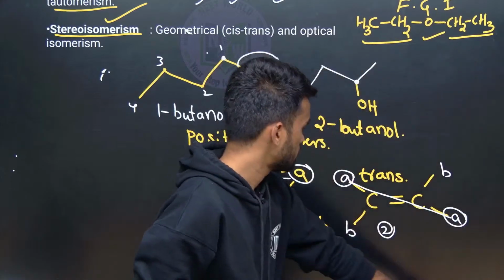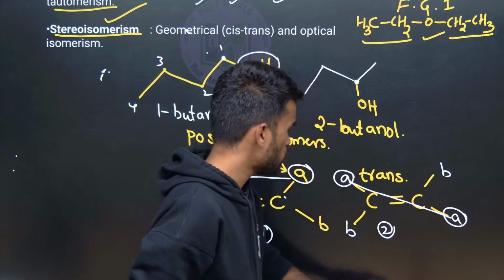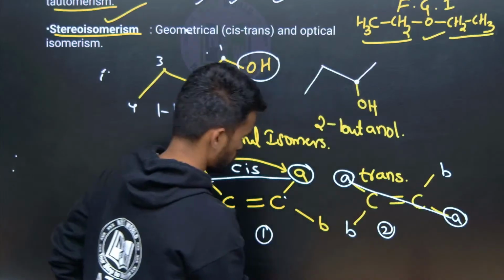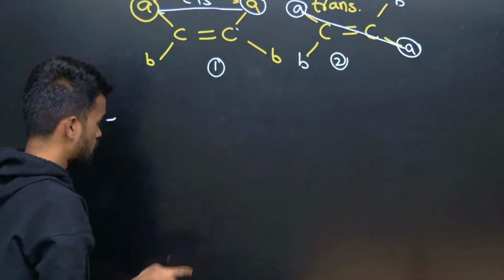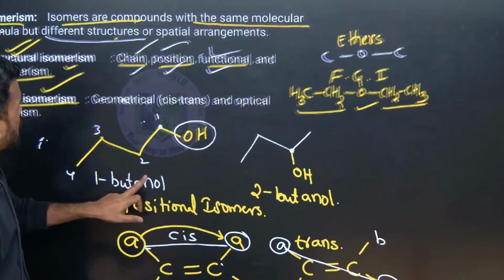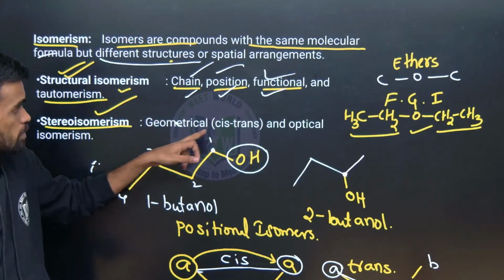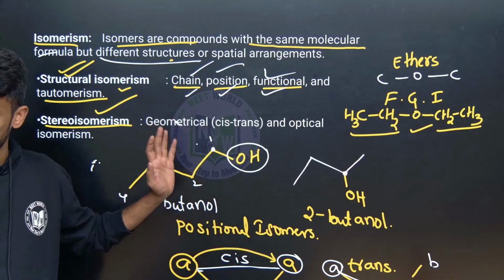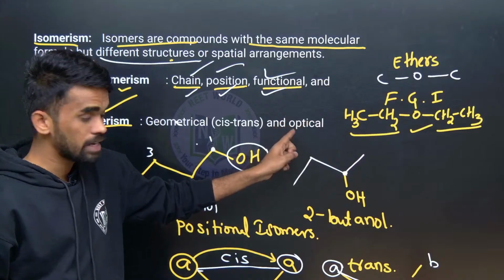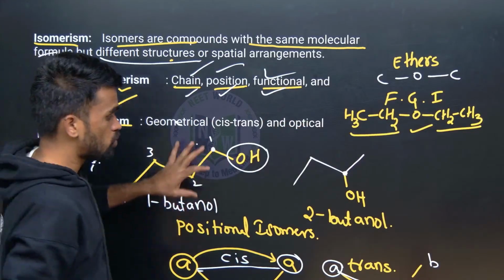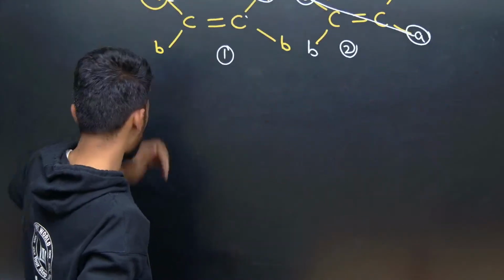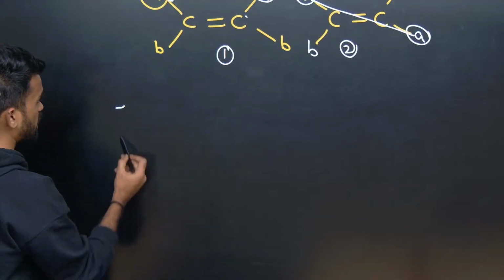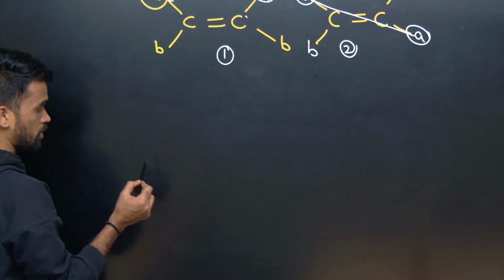Then next, one more thing I will tell you. In the definition I mentioned geometrical isomers, cis-trans. This is what we call cis-trans or geometrical. One more is optical. So what do we mean by optical isomerism? I will tell you. Here also I will give you some basic idea, but a little more clearly.